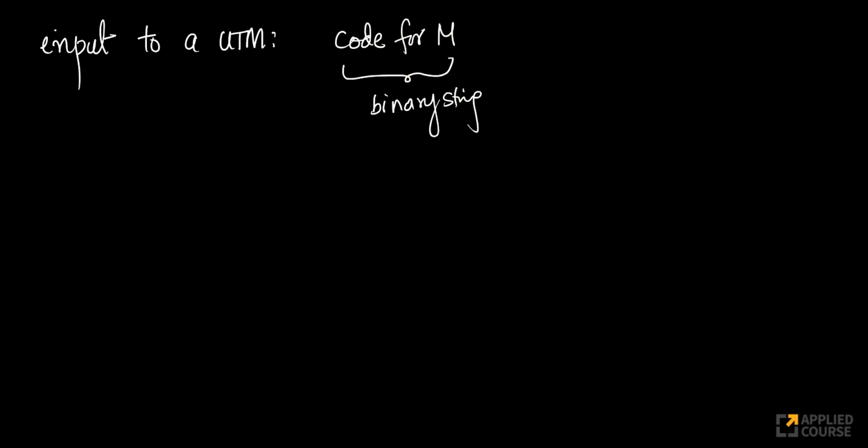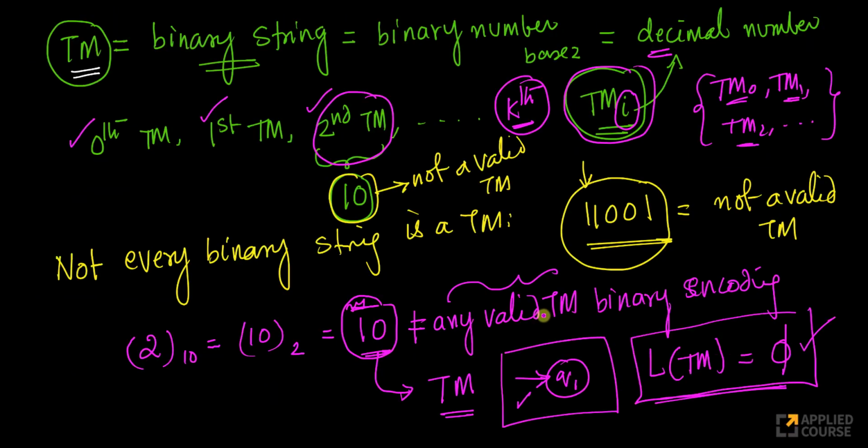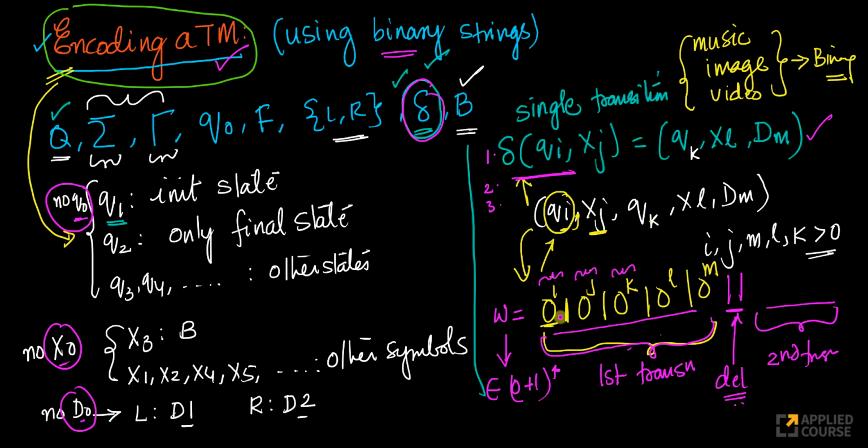Then I'll place 3 ones here, because in the code for M, you will not encounter 3 ones anywhere. You'll encounter a 1 or you'll encounter 2 ones. Look at how we defined the whole binary representation of Turing machines. You have ones separating each of the symbols in a single transition. 2 transitions are delimited or separated using 2 ones. You will never encounter 3 ones, right?